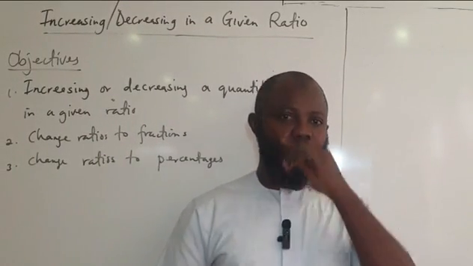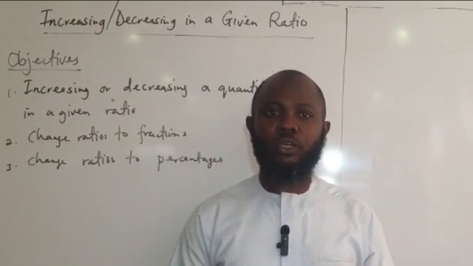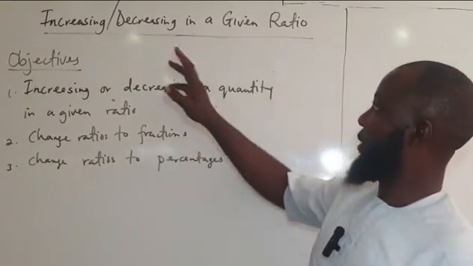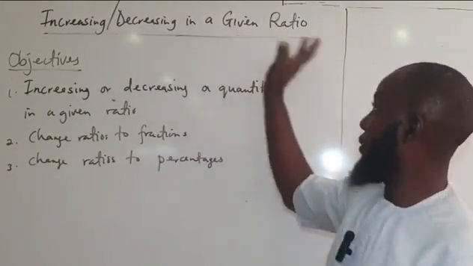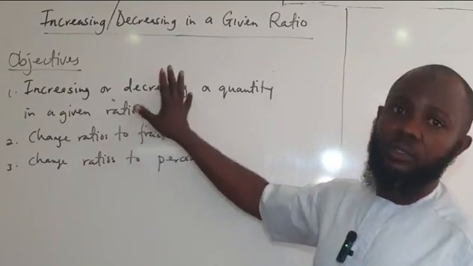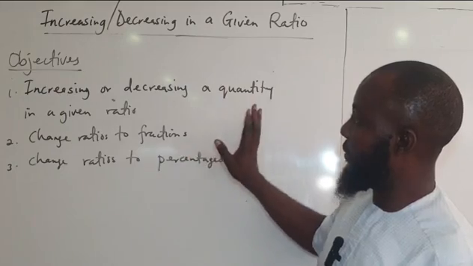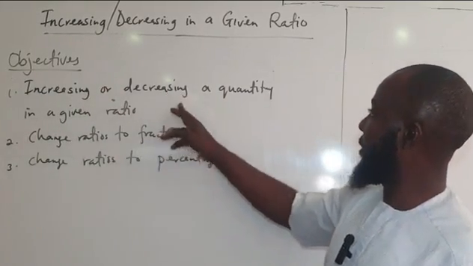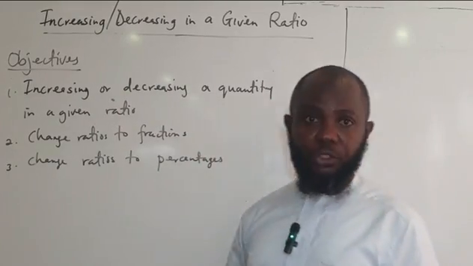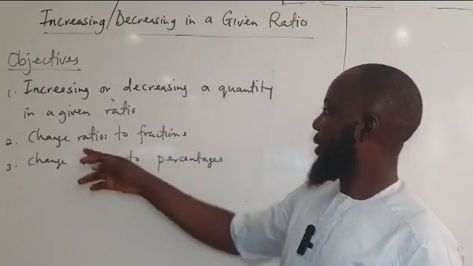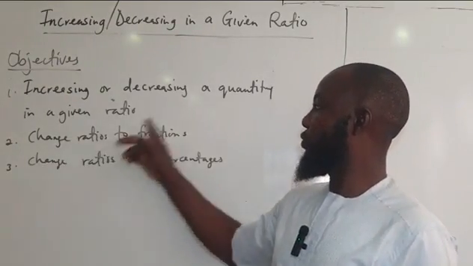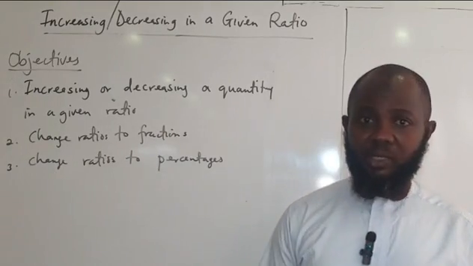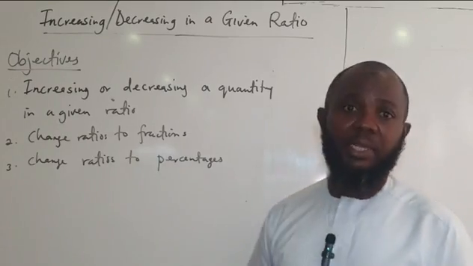So in this class, we want to continue and conclude on ratio. We want to look at increasing or decreasing in a given ratio. The objectives we want to achieve in this class are these. Number one, we want to look at increasing or decreasing a quantity in a given ratio. How do we do that? Then we look at how to change ratios to fractions and how to change ratios to percentages. So those are the things we want to look at in this video.